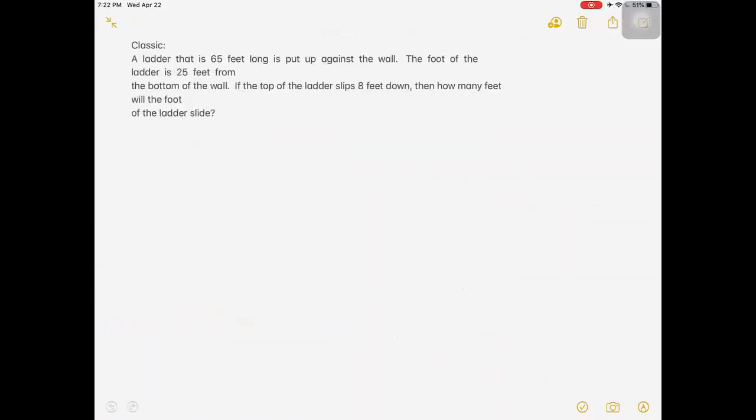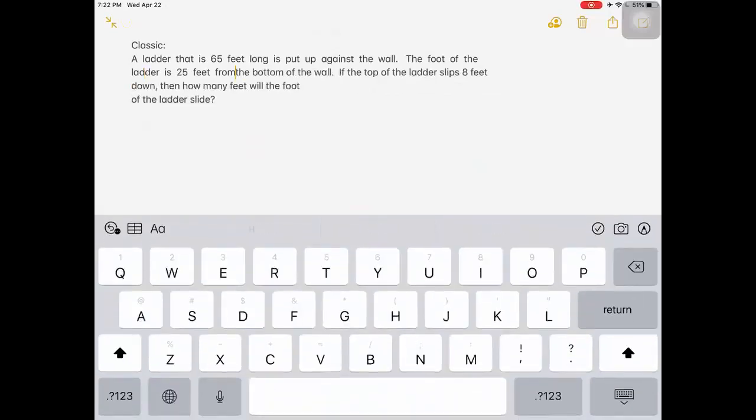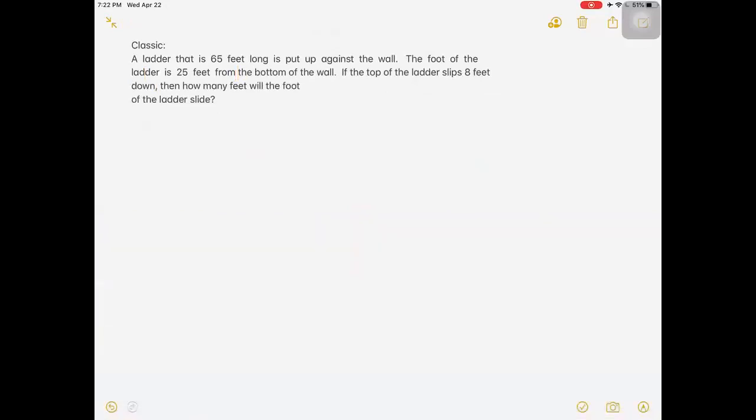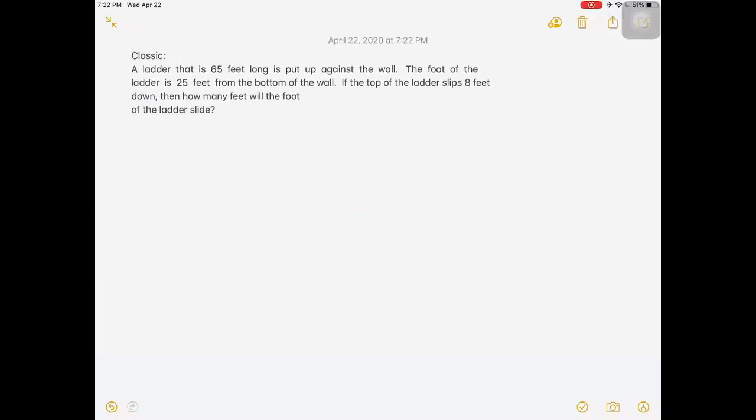Okay, so this is just a classic word problem using the Pythagorean theorem. It says a ladder that is 65 feet long is put up against a wall. The foot of the ladder is 25 feet from the bottom of the wall. If the top of the ladder slips 8 feet down, then how many feet will the foot of the ladder slide?